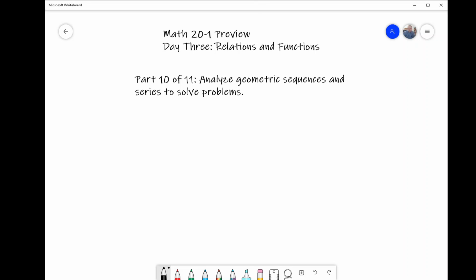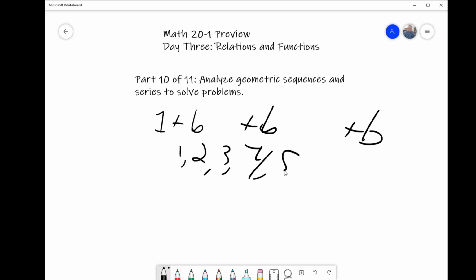So in part 10 of 11, we are going to be looking at the other main type of sequence and series. In part 9, we looked at the arithmetic sequences and series, where the arithmetic sequences are what you get if you produce a pattern of numbers by adding the same number to it every time, such as 1, 2, 3, 4, 5, where you're just adding 1 each time. And then the series is when you add up all the terms in that sequence.